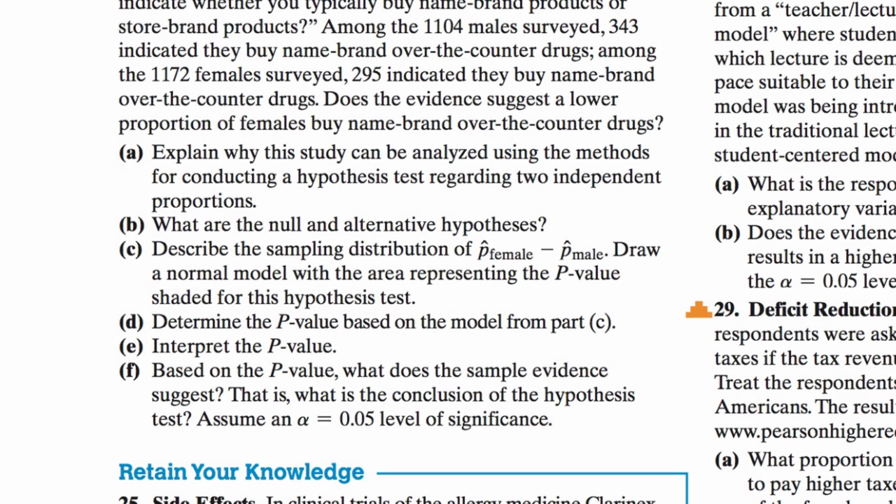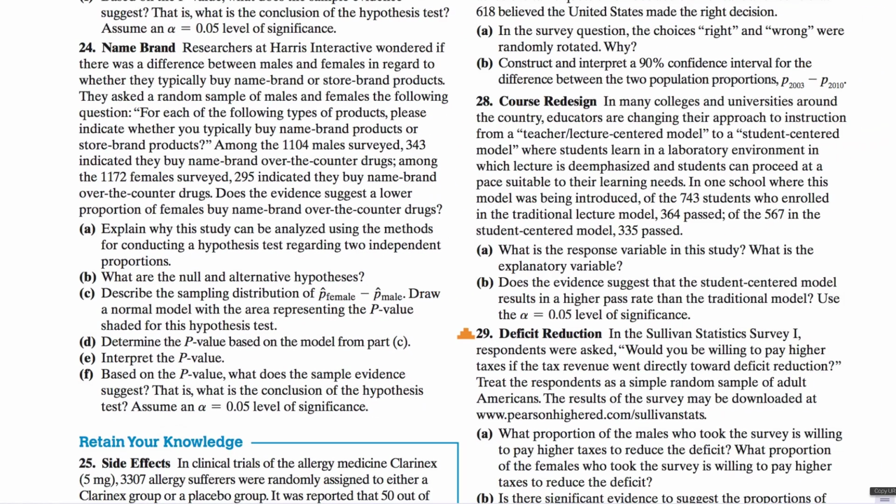So in part D, they're asking that we determine the p-value based on the model from part C, which we did, and we gave you the value. As far as interpreting the p-value, that's part E, and like we just said, the p-value is the probability of obtaining a test statistic more extreme, in other words, further to the right of the one we obtained, assuming that the null hypothesis is true. And so we can jot that down for you.